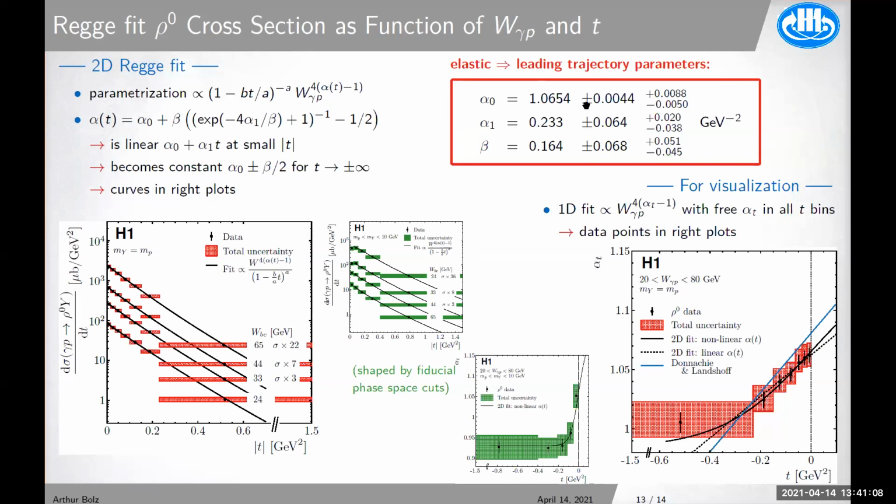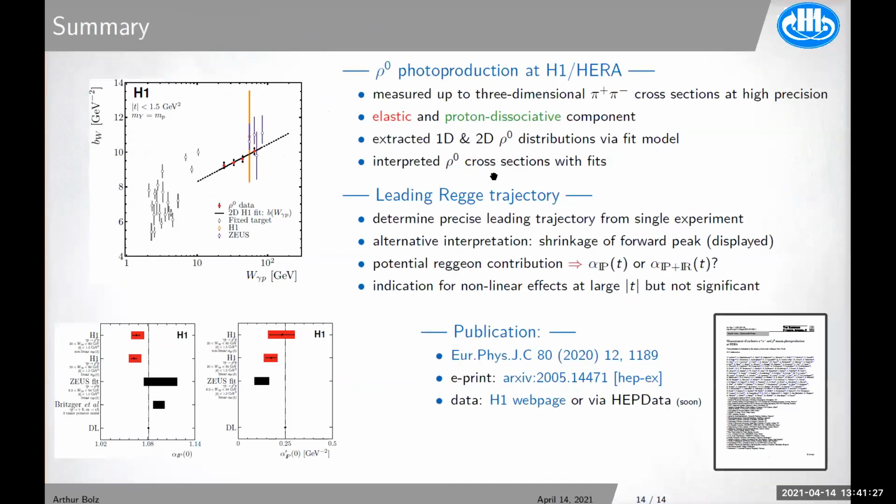So the measured intercept is given here, it's 1.065, and the measured slope. And we do not see significant deviations from a linear trajectory. However, there are some indications that there might be deviations in the considered t range. So with this, I come to the final slide.